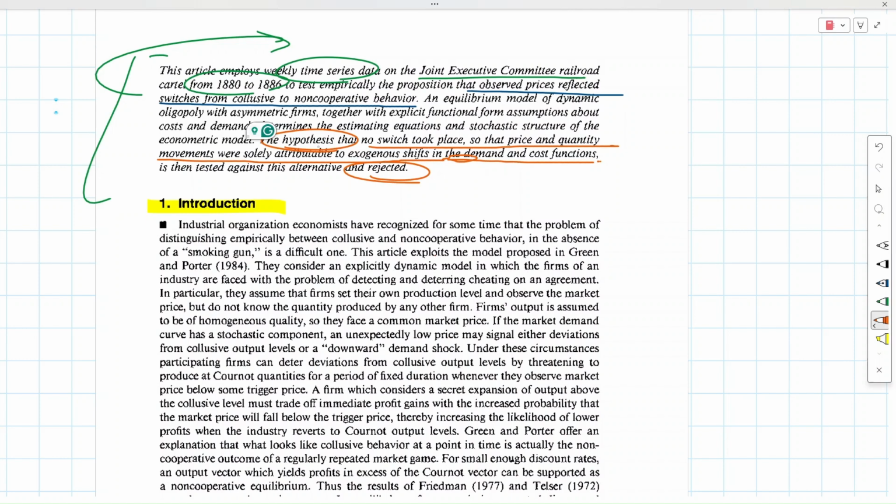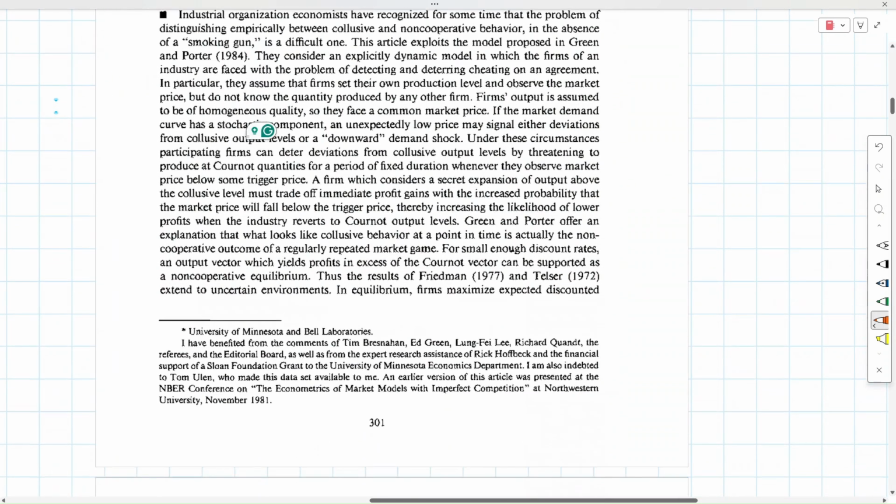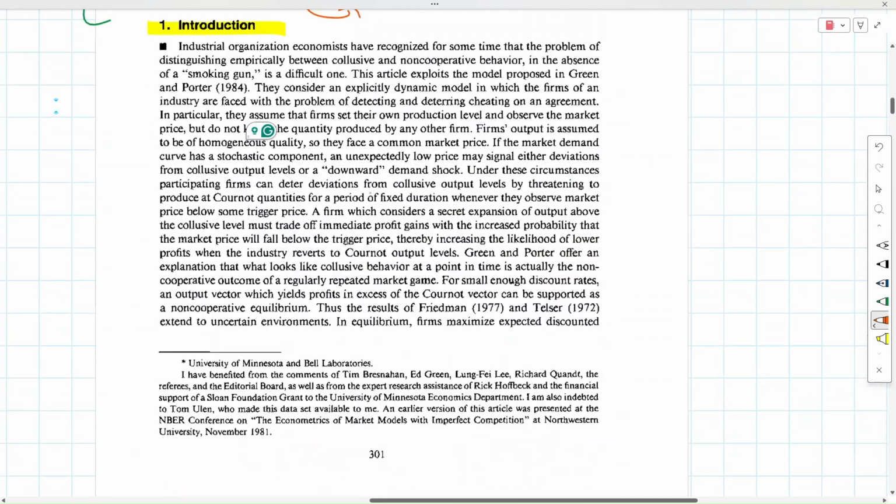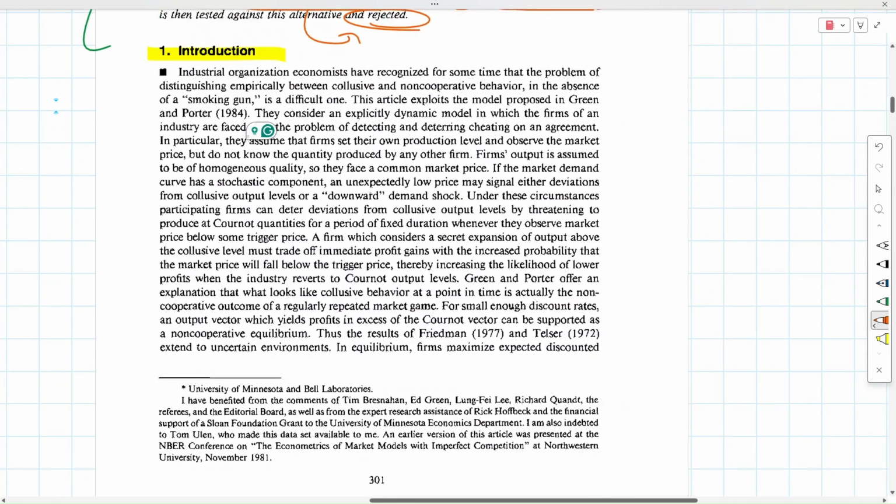So you know that this hypothesis is going to be rejected. Then you go through the details of the introduction. As I have read the paper, I know that this idea of a smoking gun is not very important for this particular paper, but what it helped me with is to pitch my paper when I was presenting it.